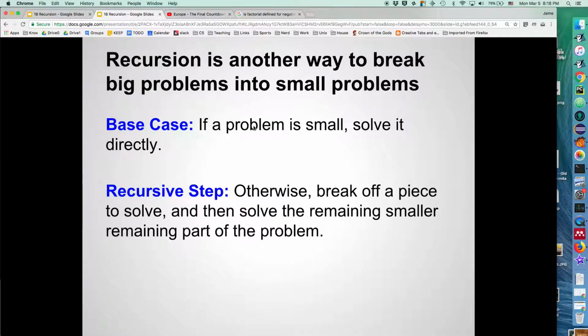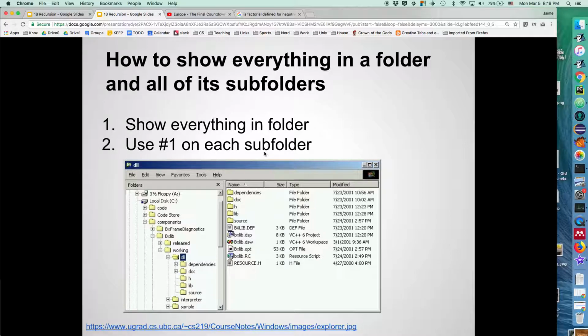So we call this first part the base case. If we've got something that's just small enough to solve, we'll just go ahead and solve it. Right? There's no need to worry about recursion. Otherwise, if it's too big to solve directly, we'll break off a small piece you can solve, and then just solve the rest of the problem, which is now smaller, using this same process. We just keep doing this until we eventually hit a base case, and then we're done. So let's think about some metaphors for this.